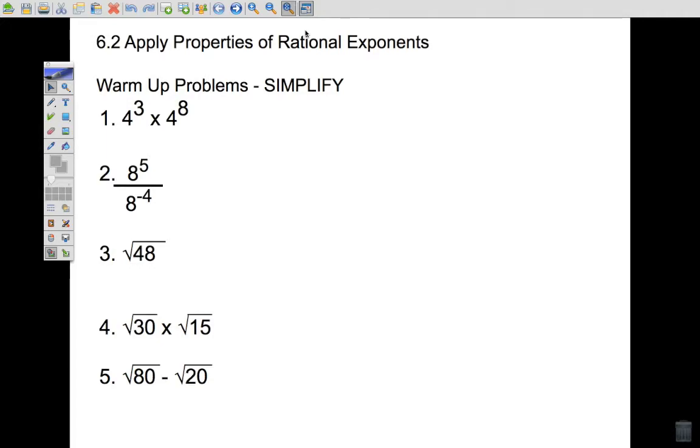On number 4, you'll want to merge those two radicals together and multiply 30 and 15 underneath the same radical. And then you can simplify it in the same way you simplified number 3. Number 5, you'll also need to simplify each radical, and then in essence you'll have like terms and you'll be able to subtract them. We'll see more examples of this with rational exponents coming up in just a little bit.